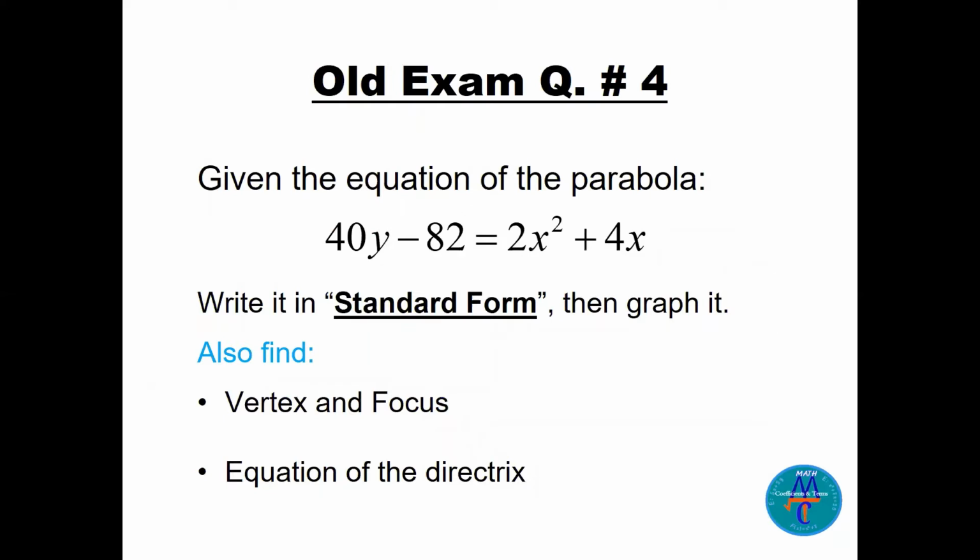Given the equation of the parabola 40y minus 82 is equal to x squared plus 4x, let's write it in standard form. Then we can answer all the questions, we can graph it, we can find the vertex, the focus, and the equation of the directrix. First, we have to concentrate on completing the square. Let's do that. You can do it if you like. If you are ready, then see the solution, please. Ready? Let's go.